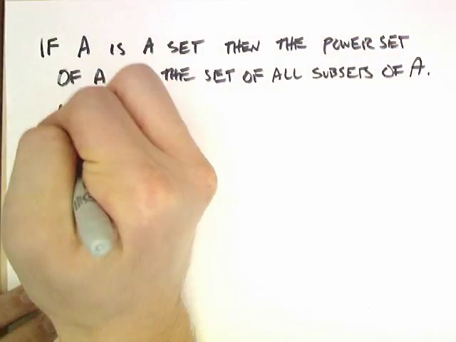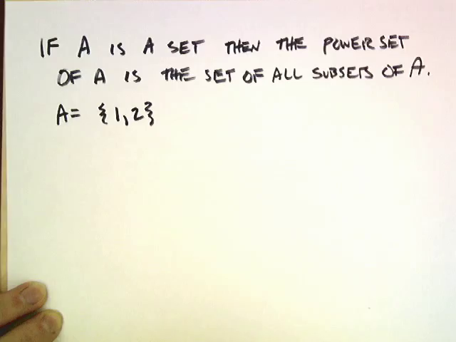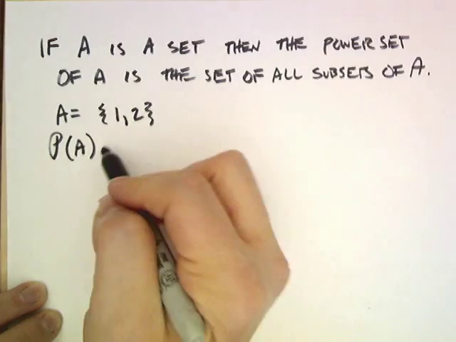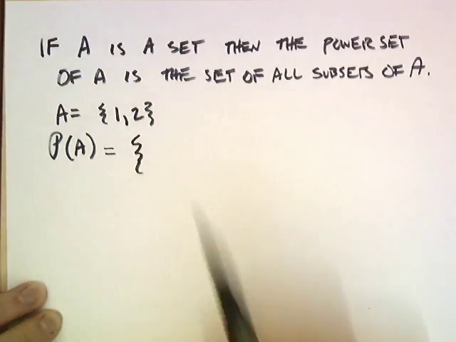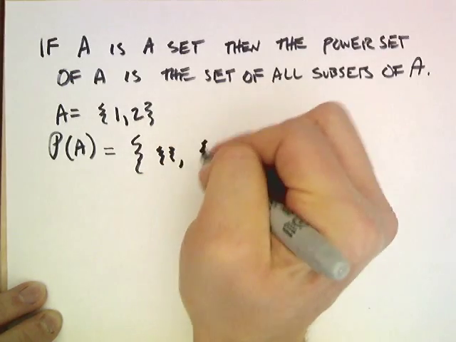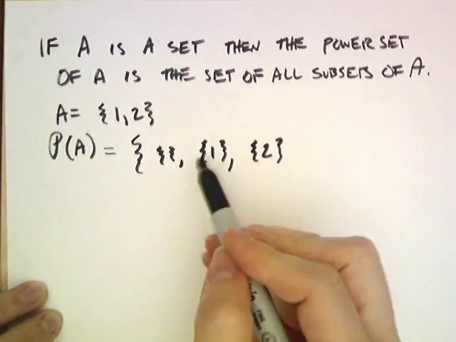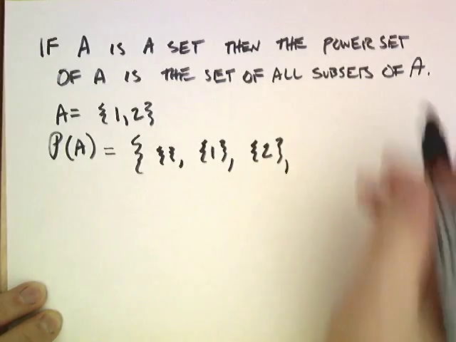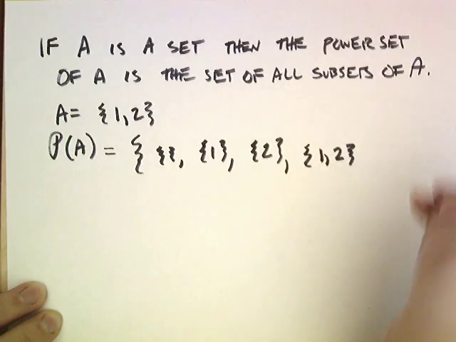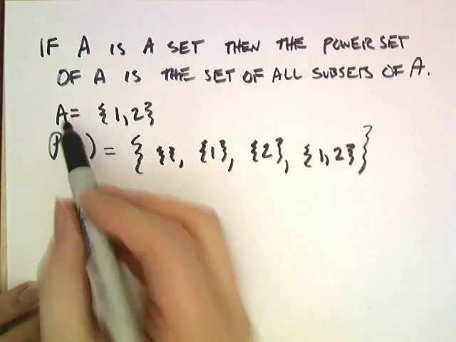So for example, if A is the set {1, 2}, then the power set of A, it's usually written with this script P, is going to be the set of all subsets. So this would be first the empty set, then the singleton {1}, then the singleton {2}. A singleton is a set with one element in it. Then the set itself, because we said that A is always a subset of A. Okay, so here are all 4 subsets of A.